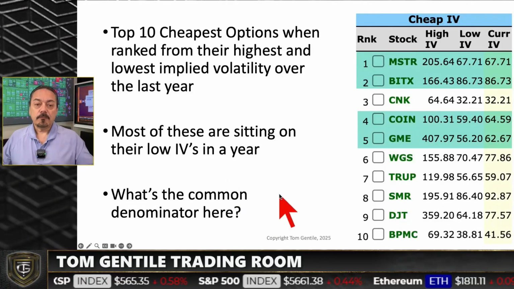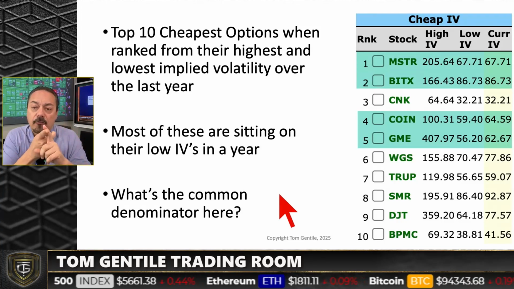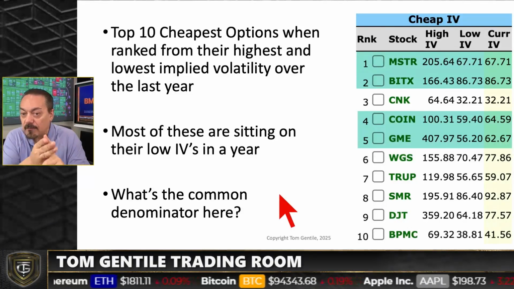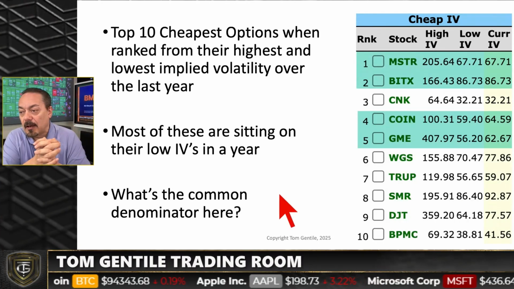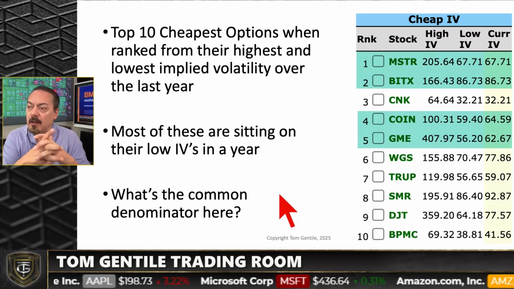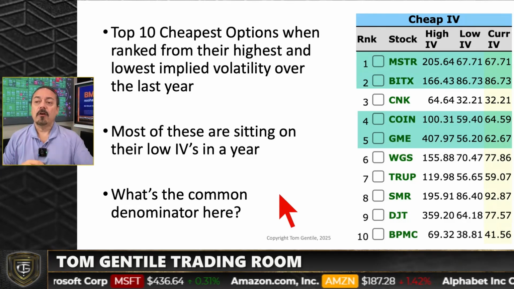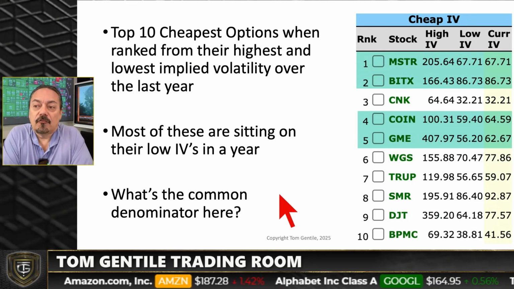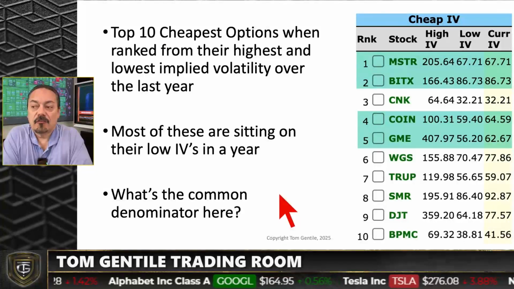And again, what we're seeing here is I've got a couple of them in green. I've got MicroStrategy in green. I've got BitX in green. I've got Coinbase in green. I've got GME in green. And then there's some other ones, and I see DJT down there at the bottom. What's the common denominator here? When I see MicroStrategy, BitX, Coinbase, GameStop, they're all in one way or another involved in Bitcoin, because digital assets right now are as cheap as I've seen them in the last year.